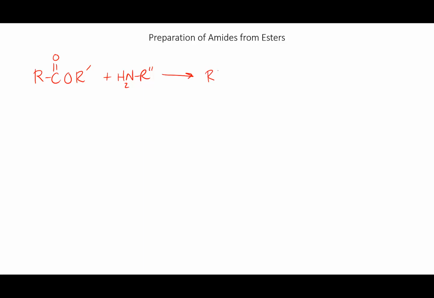You probably need a little bit of heat, but what you will end up doing is replacing the OR group with the amine, making the amide, and then making the alcohol. So that reaction is a fairly straightforward one. No acid, because acid will kill the amine. It will turn into an ammonium salt, which is no longer a nucleophile.